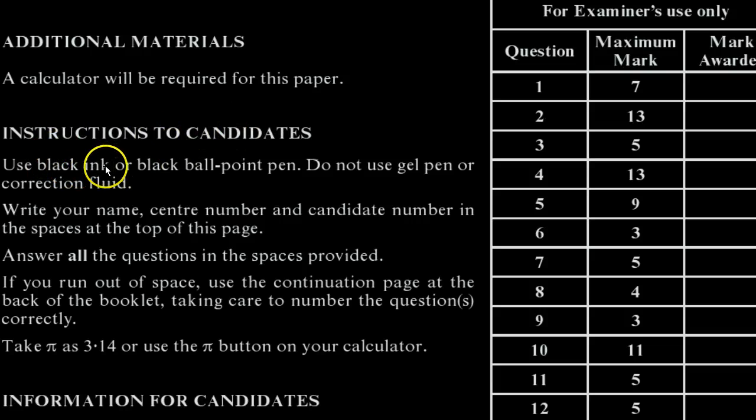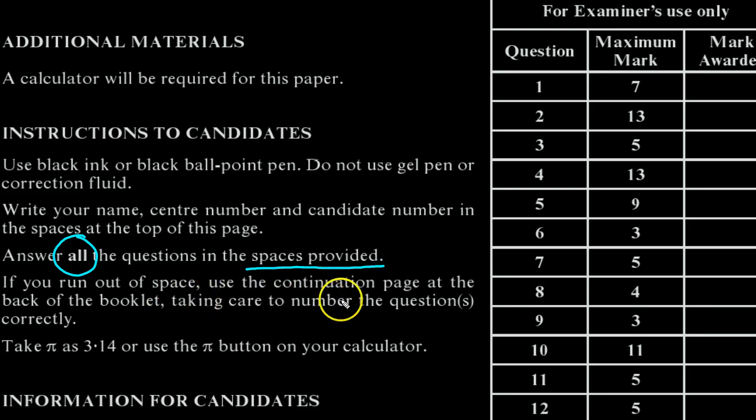Instructions to candidate: black ink or black ballpoint pen. Oftentimes I think a lot of exam boards scan the papers electronically, so it is important to use a well-defined colour like black, of course, as it stipulates here. Do not use gel pen or correction fluid. Write your name, centre number and candidate number in the spaces at the top of this page, as we said. Answer all questions. In the spaces provided. So that's important, isn't it?